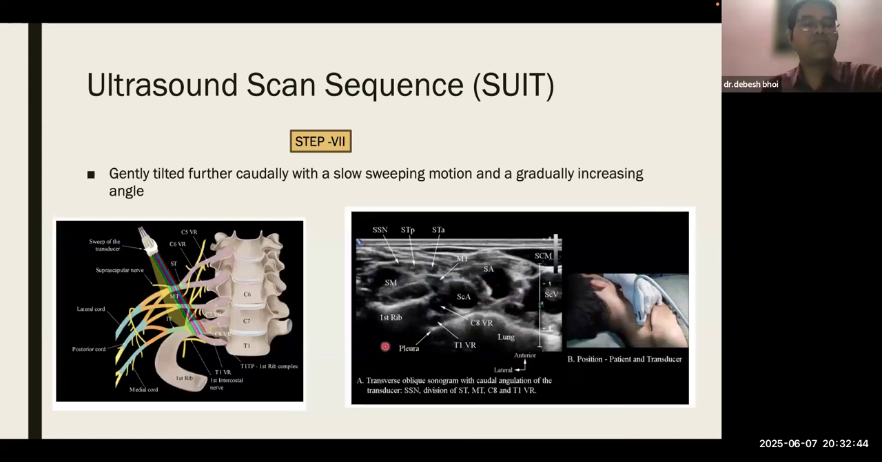The next step is very important, because once you identify the C8 ventral ramus, identifying T1 is very tricky. In this case, you might have to move your probe and add a bit more angulation, so that the ultrasound beam is directed more caudally, and T1 gives a shift, making a U-turn, and forming the inferior trunk along with C8. It might be tricky to identify this, but it is still possible if you go stepwise and follow the movement of T1 joining C8.